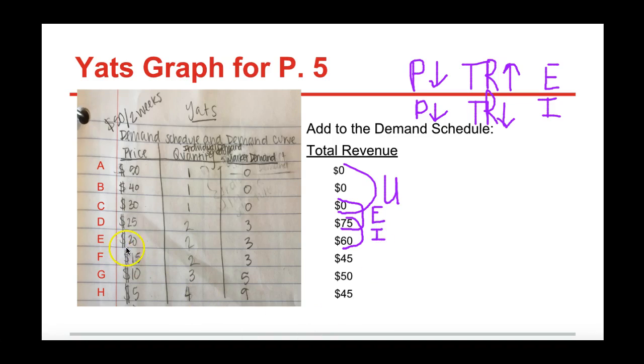From E to F, the price is still going down. Our total revenue is still going down. So price and total revenue are both going down, so this is still going to be inelastic.